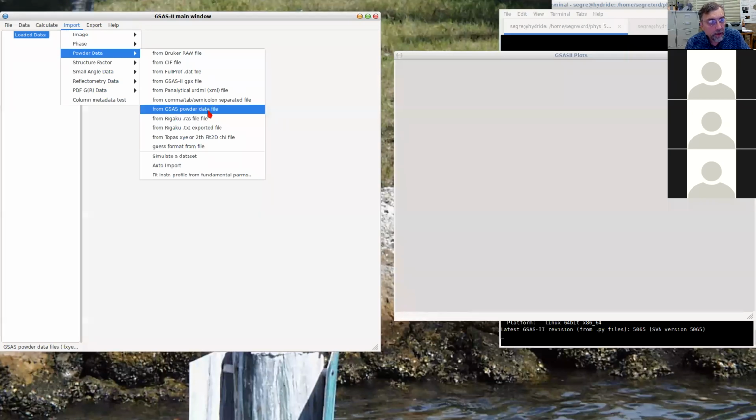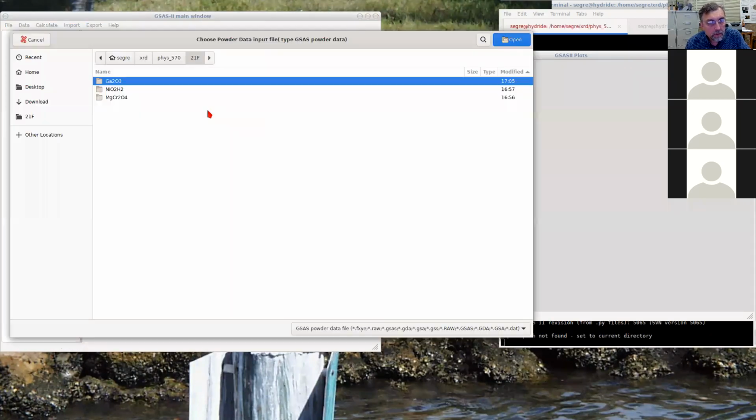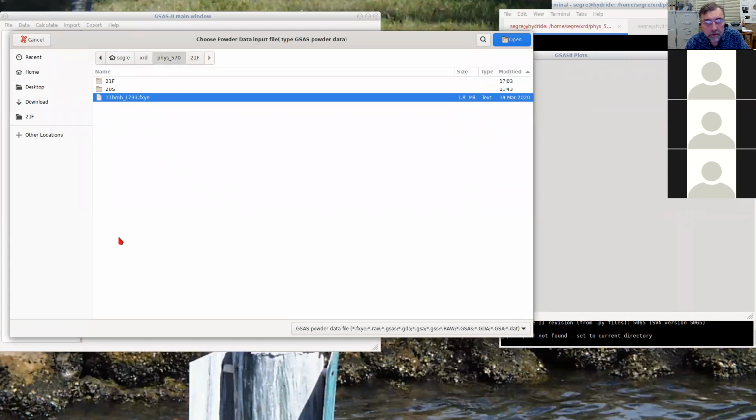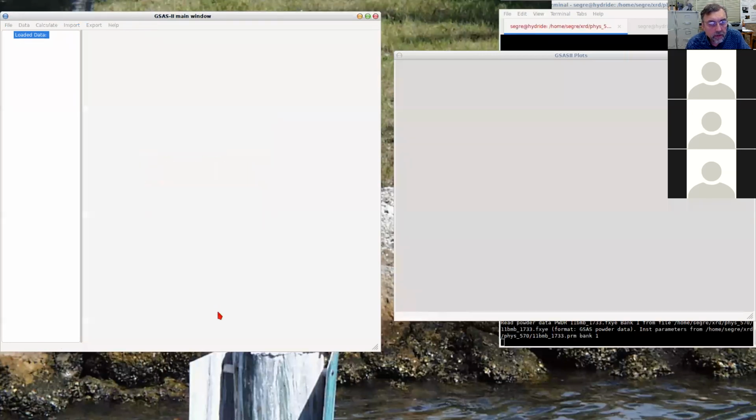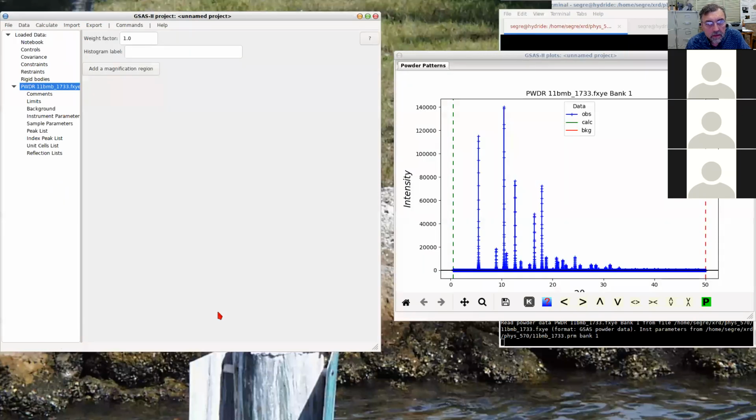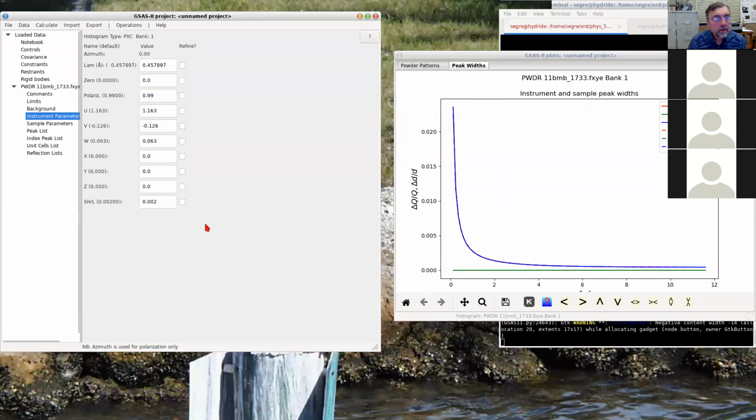And that includes the FXYE type file. It also includes the GSAS type file. So I'm going to move up to the top directory, and there it is. There's the data set. So I'm going to open this up, and it asks me whether I'm going to read it. It tells me what's in there. And I'm going to say yes. And then this contains already some information about the instrument, I believe. Yes, it does. So the instrument file tells me the wavelength.